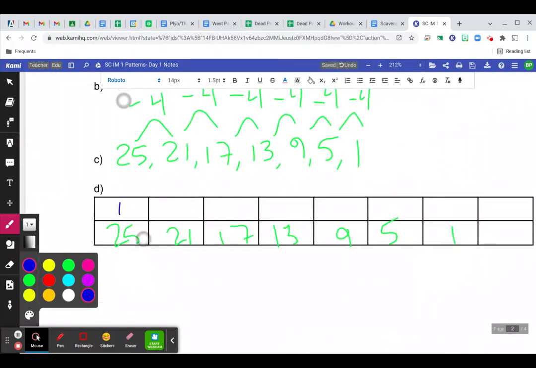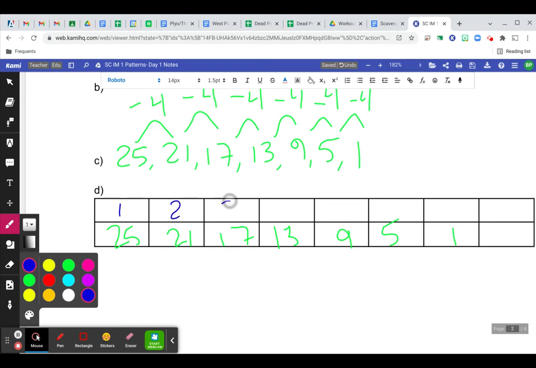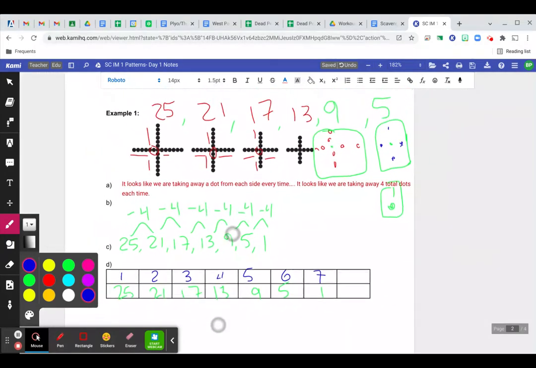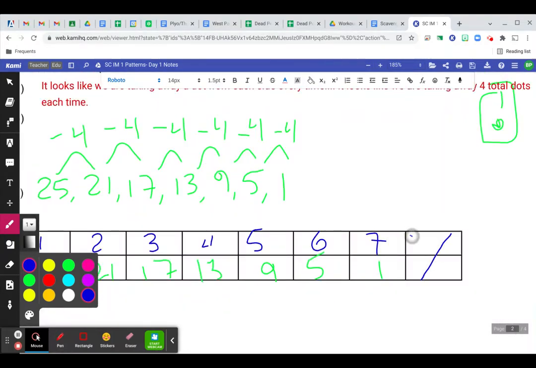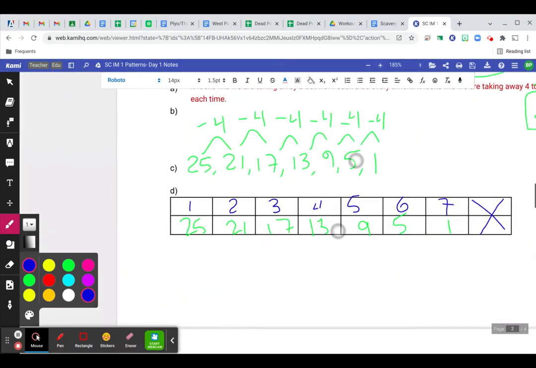So we call that the first term. 21, therefore, is the second term. Then we have the third term, fourth term, fifth term, sixth term, seventh term. Normally, we would have an eighth term, but here we do not because you can't draw negative dots, right? So this is actually what's called a finite sequence. This sequence ends. You don't need that eighth box there.